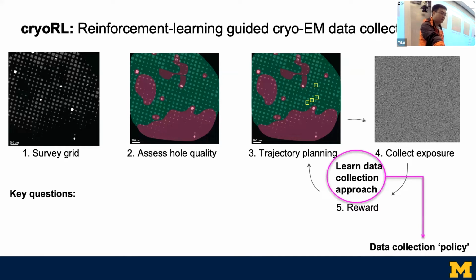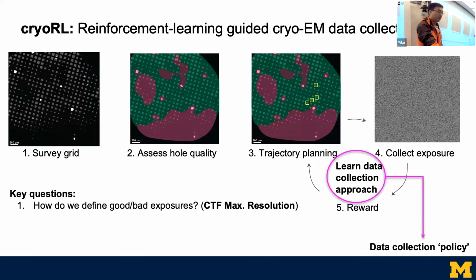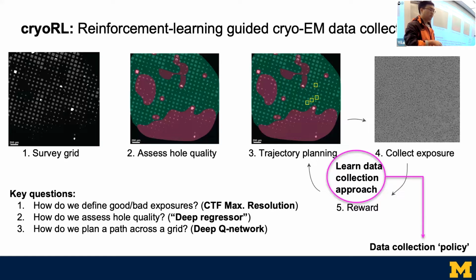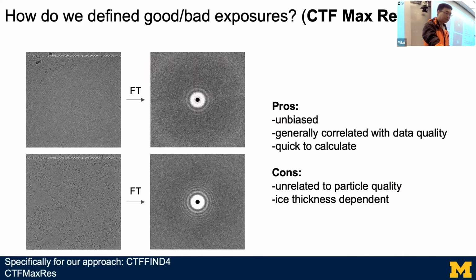So there are several key questions. First is how do we define good or bad exposures? And we have an answer to that. Second is how do we assess hole quality? We have a deep regressor, which is a CNN-based model to predict the quality of a hole from the hole level images. And third is how do we plan a path across the grid? We use DQ network, which is one of the reinforcement learning methods that we use here.